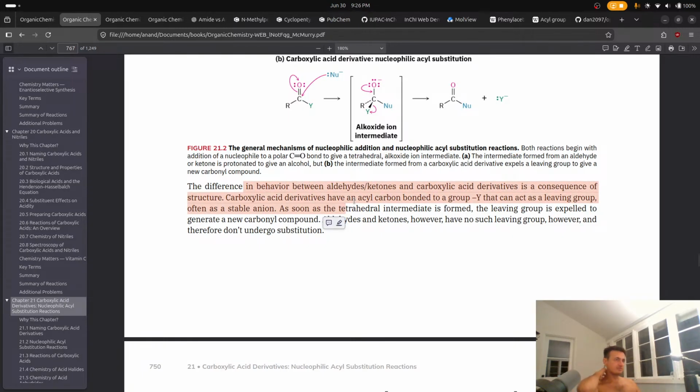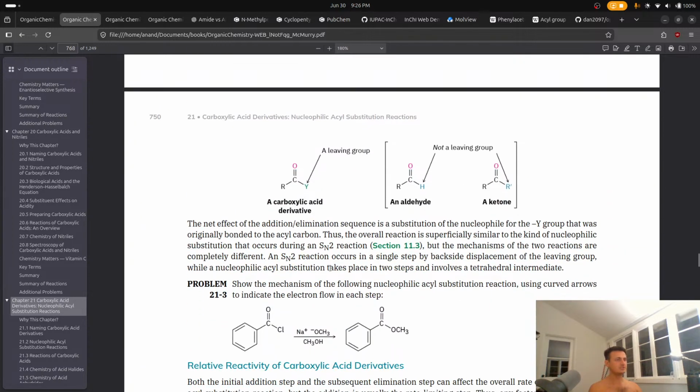The difference in behavior between aldehydes and ketones and carboxylic acid derivatives is a consequence of structure. Carboxylic acid derivatives have an acyl carbon bonded to a group -Y that can act as a leaving group, often as a stable anion. As soon as the tetrahedral intermediate is formed, the leaving group is expelled to generate a new carbonyl compound. Aldehydes and ketones, however, have no such leaving group, and they don't undergo substitution.